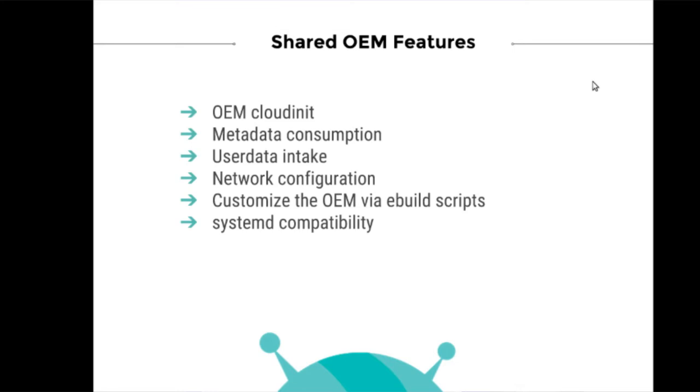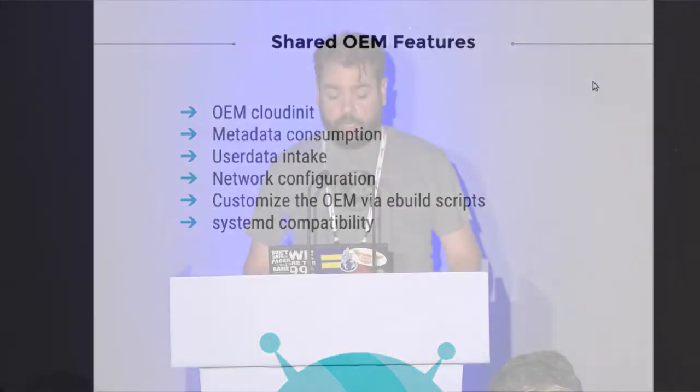Released to the user on a provisioning level, I should say. They all need to take in user data in some capacity. They all need to configure their network in some capacity. They all have some form of ebuild script, even if it's just to get the cloud config for the OEM onto the image. And they all have to have some form of systemd compatibility.